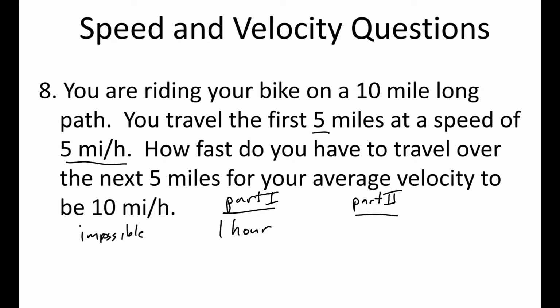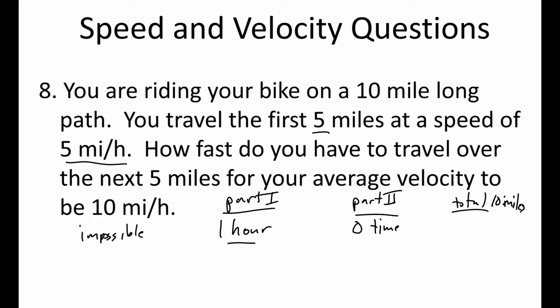So if you wanted your average speed to be 10 miles per hour, how fast would you have to complete the total of 10 miles? You have to do 10 miles in 1 hour, right? But you already used up your hour. So you'd have to do this part in 0 time.